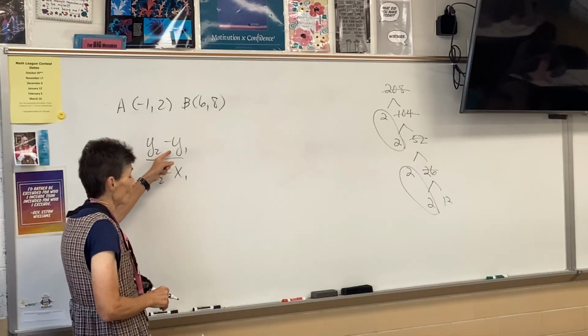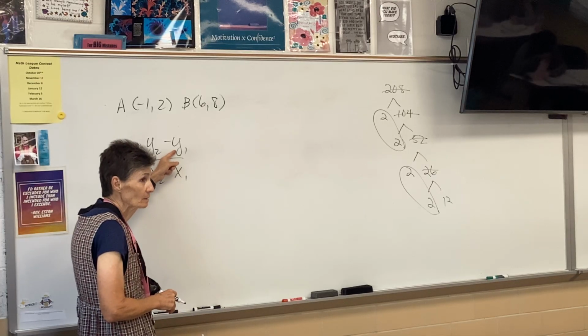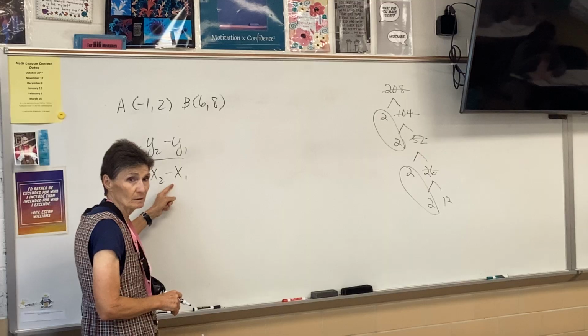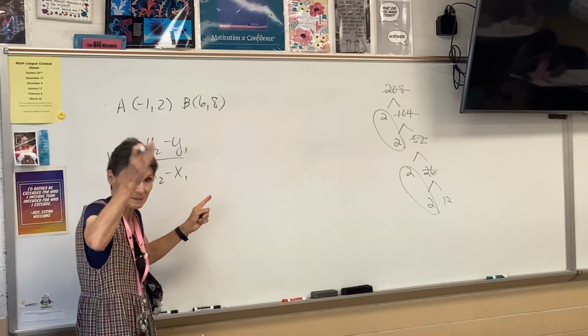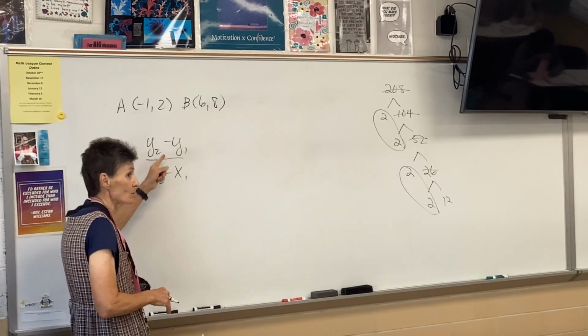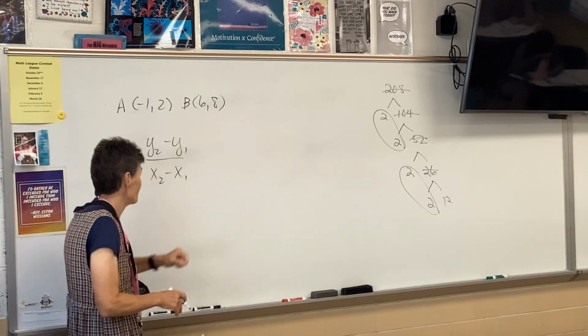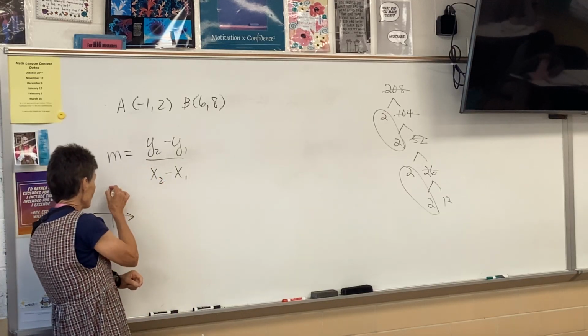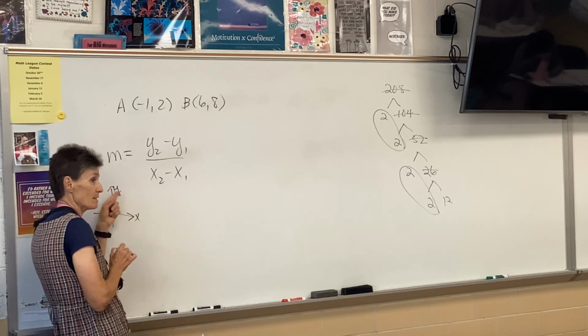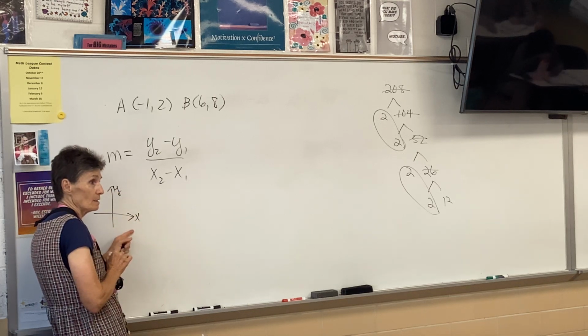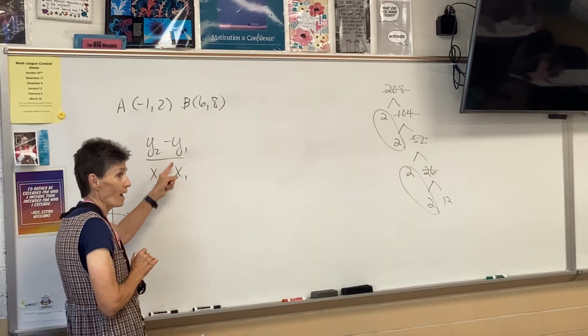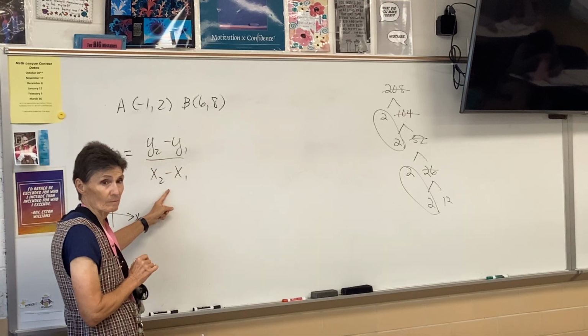We call this rise over run. Y is rise, up and down, run is x, so rise over run. That might help you remember that the y's go on top. Also, when you do your coordinate axis system, isn't the y on top of the x? Always, slope is y over x.